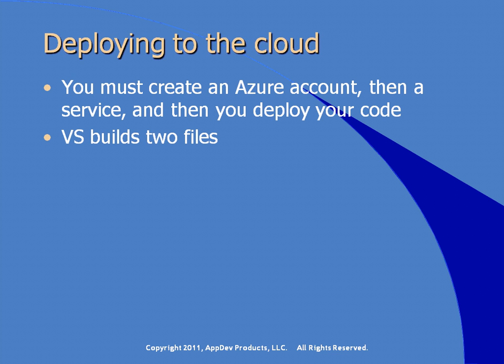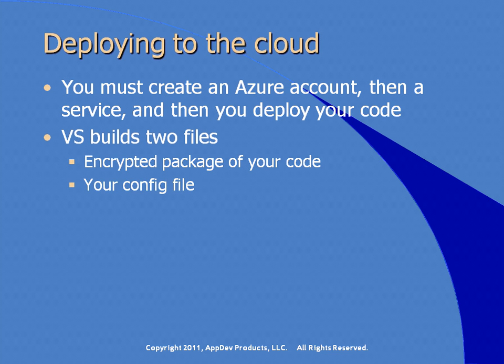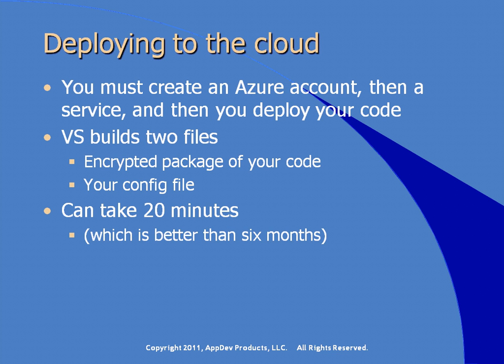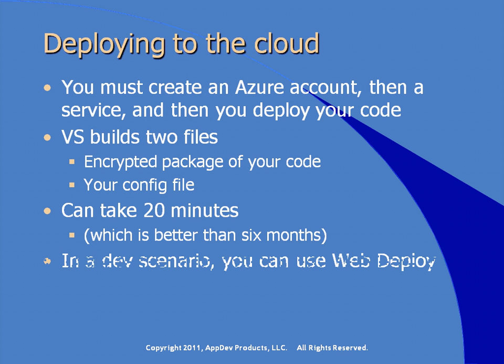If you're deploying through Visual Studio, it will build two files. One is an encrypted package of your code, and the second file is your configuration file. The initial deployment can take up to 20 minutes, and this is because it first needs to upload the file, build the IIS application, and then extract those files into the IIS application. Now, doing this on-premise usually takes about 6 months, so 20 minutes is much better than 6 months. In a development scenario, you can use the web deploy to deploy your applications.